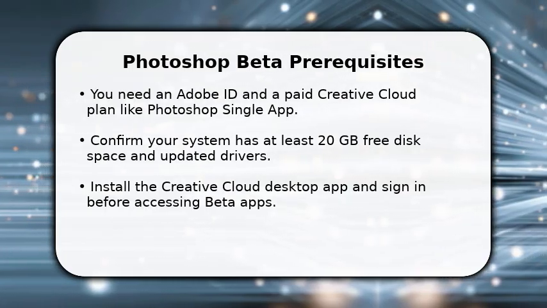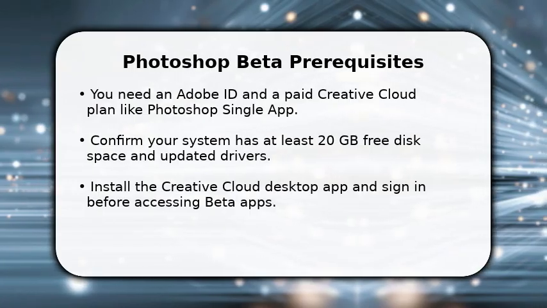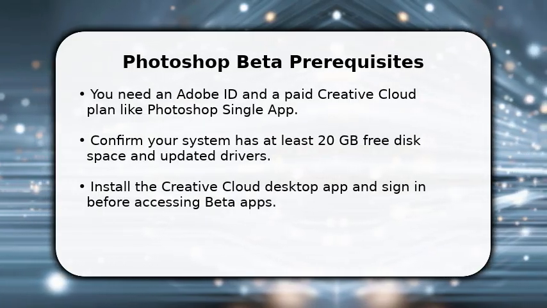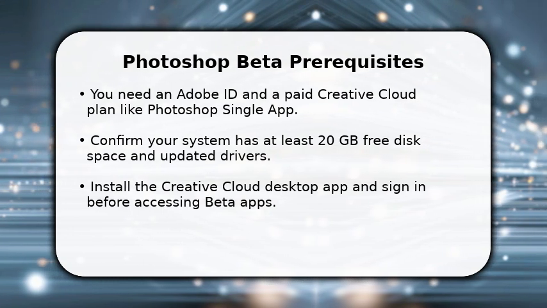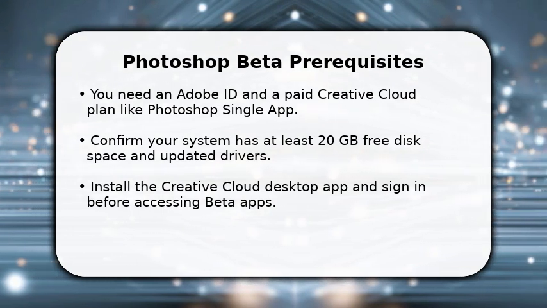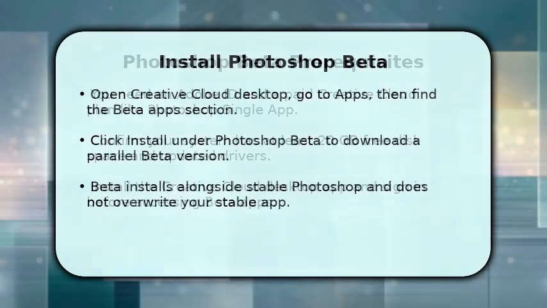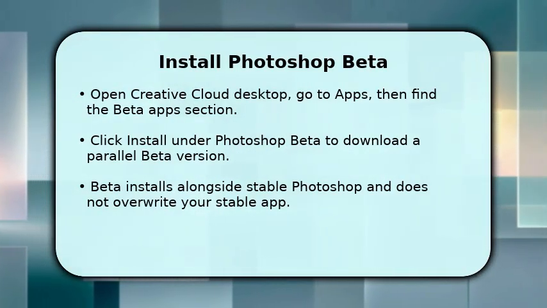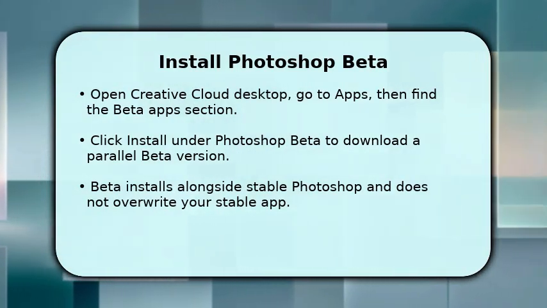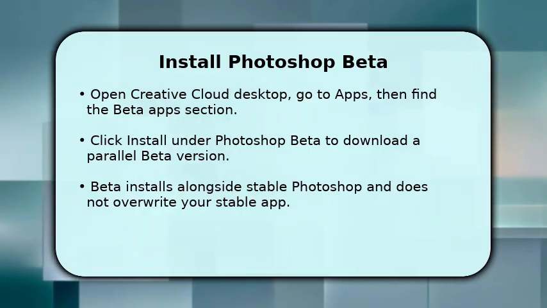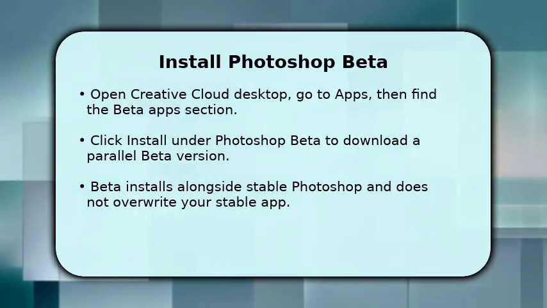Download and install the Creative Cloud Desktop app if you have not already done so. Sign in with your Adobe ID inside the Creative Cloud app to enable beta options. Open the Creative Cloud Desktop app and navigate to the Apps tab to begin. Scroll until you find the Beta Apps section listed near the top.